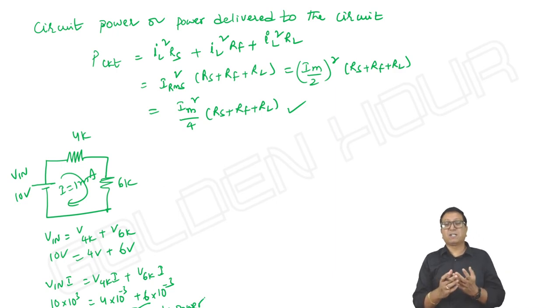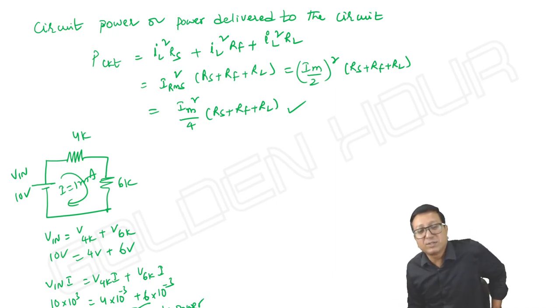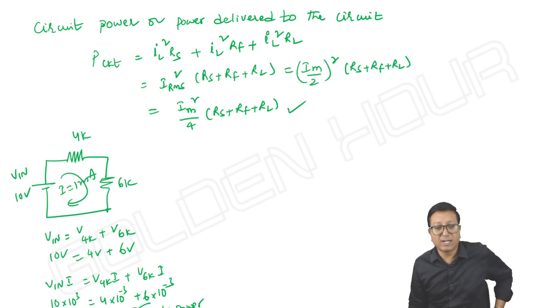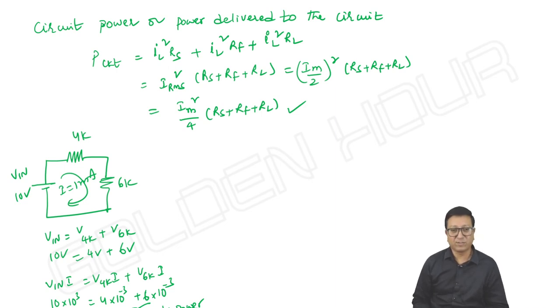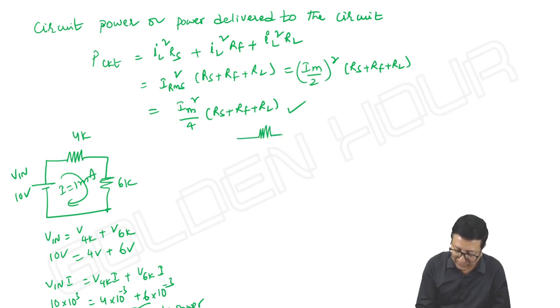Whatever the power generated at the source, that is delivered to the circuit. So under ideal conditions, the entire power is distributed among the resistors. So it is the source power I am writing. Source power is equal to circuit power. It is a DC. It need not be DC, it can be AC also. Let us take a similar case.